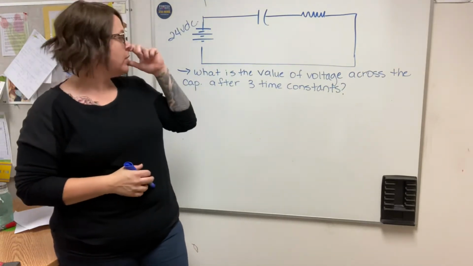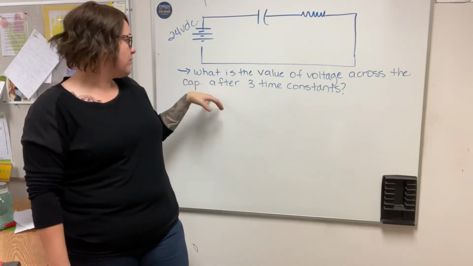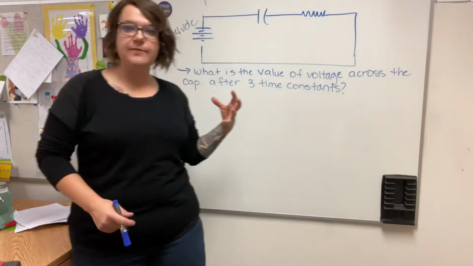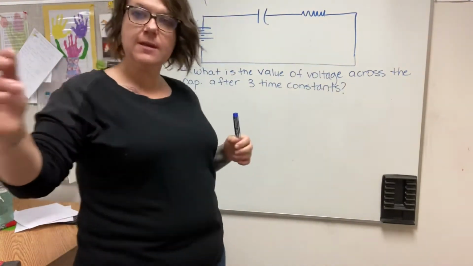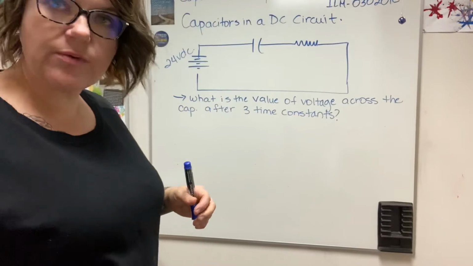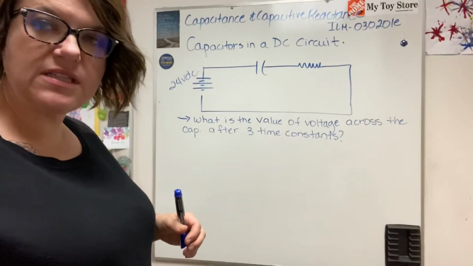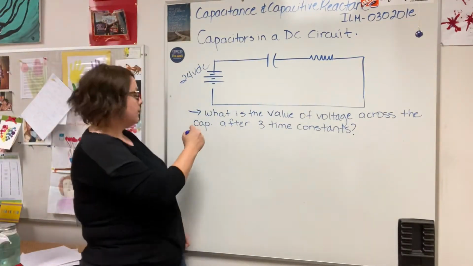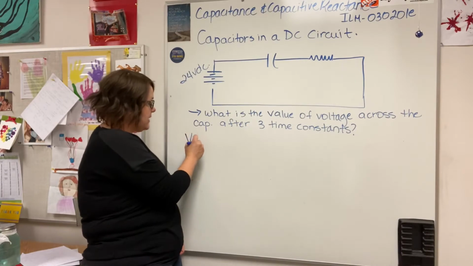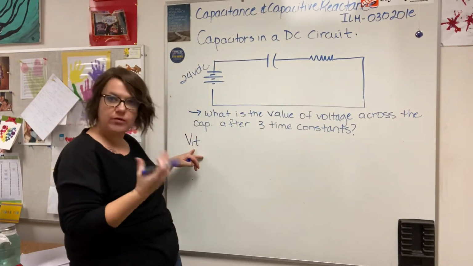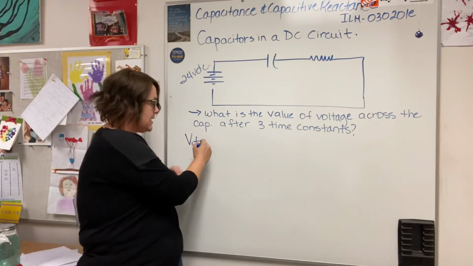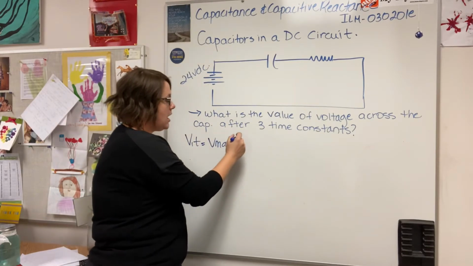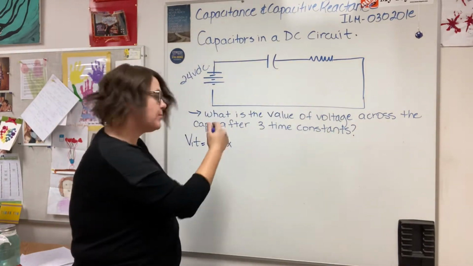So in this particular example, what is the value of voltage across the capacitor after 3 time constants? The most value increase you're going to see is across that first time constant, just like with your inductive circuit, so 63.2%. Let's look at that from a formula standpoint. V1T, the voltage charged across the capacitor after 1 time constant, equals Vmax times 63.2%.